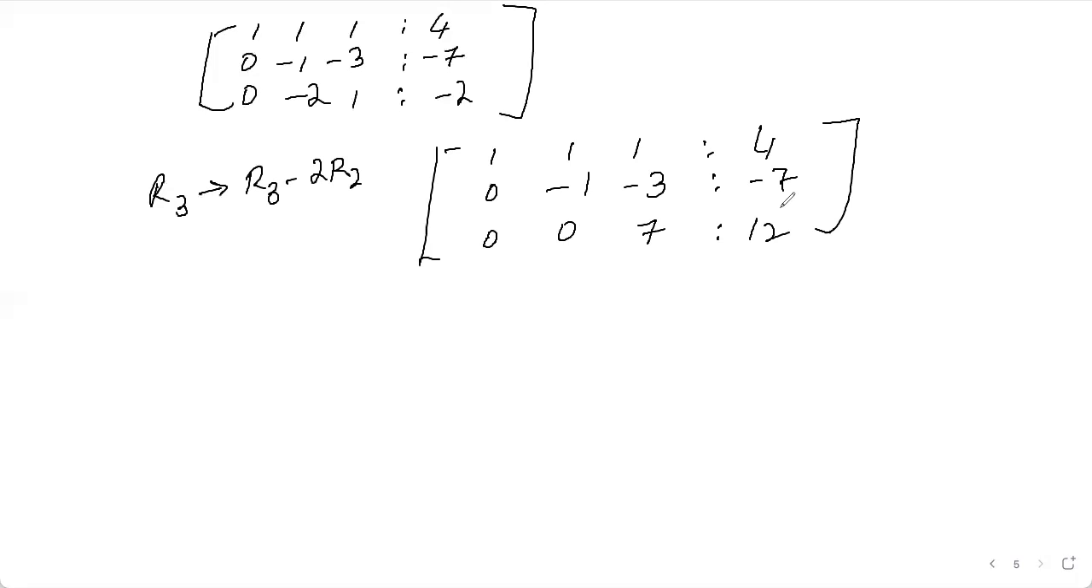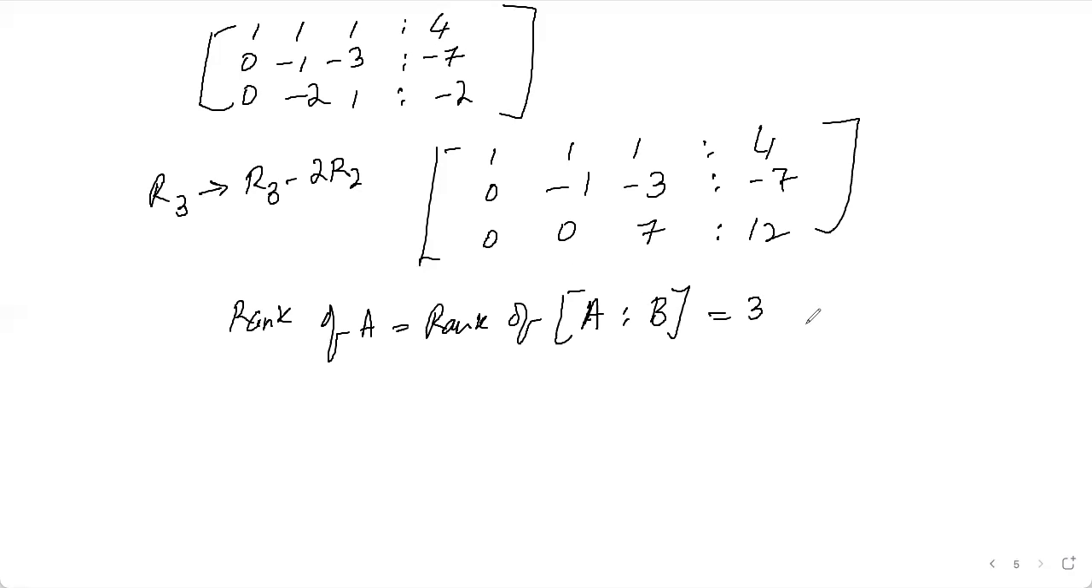So from this we note that the rank of A, which is the rank of the augmented matrix AB, is 3. Okay, that is the number of unknowns are 3. So therefore the given system is consistent and has a unique solution.